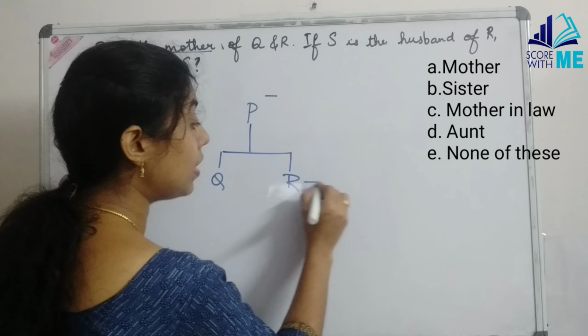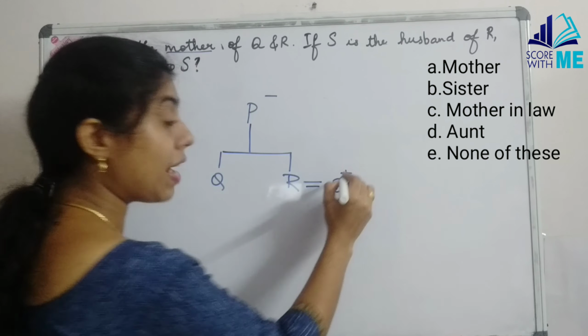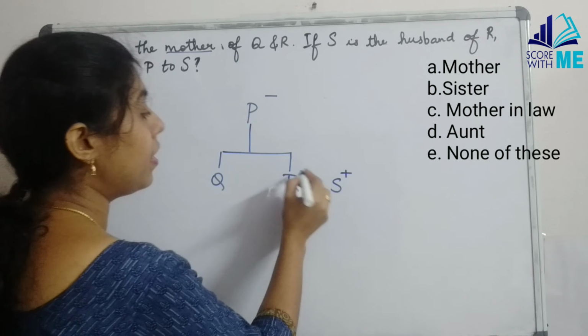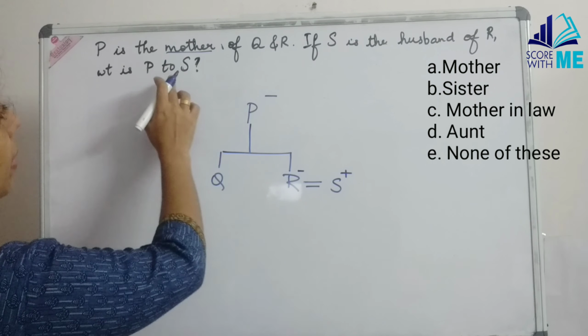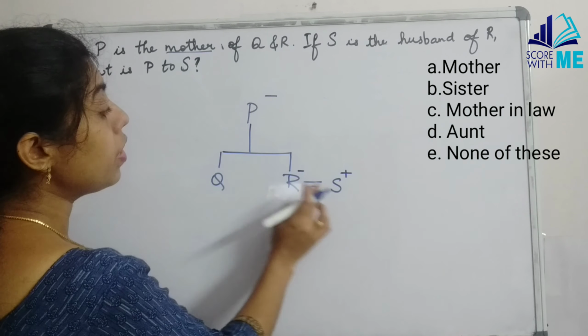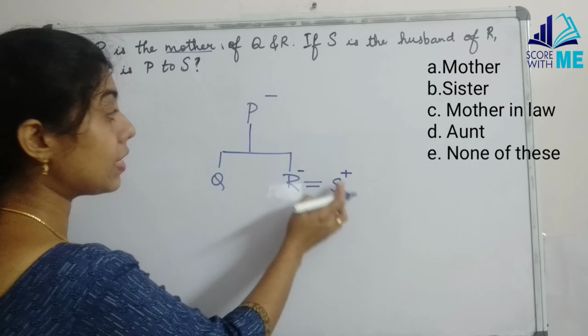So how do we represent? S is the husband of R. So S is the husband, that means S is male. Then definitely R should be female because they form a couple. What is P to S? So if S is the husband of R and P is the mother of R, then definitely S.